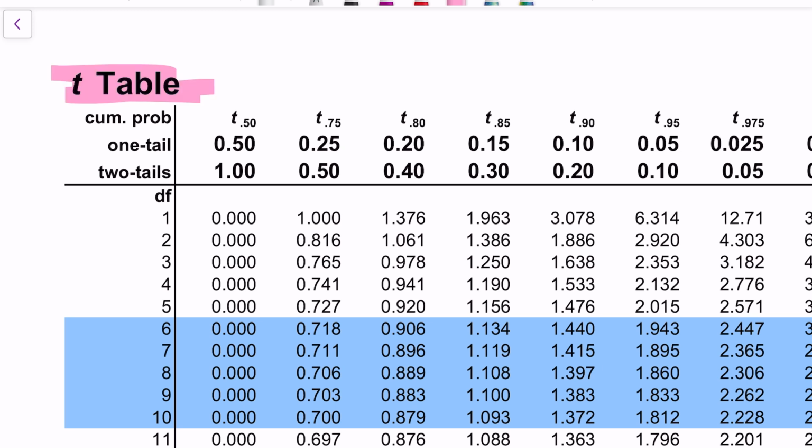Once in the t-table, there's two ways you can find your t-critical. For the confidence interval, because it's two sides, you could choose the alpha, 0.05 in this case, or degrees of freedom 9, and this would be our t-crit, positive and negative.